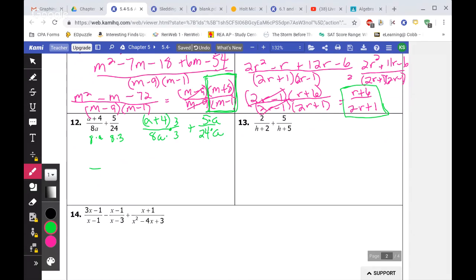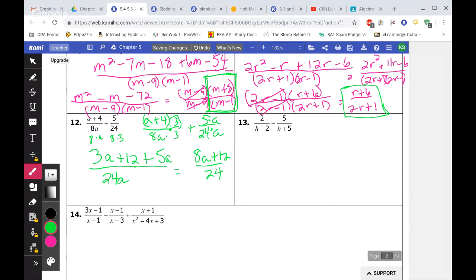So now we have a common denominator of 24a. And then we'll just, did that make sense to you? Yeah. Okay, good. And now we're going to distribute that 3 to everything in the parentheses. That's going to be 3a plus 12 plus, and then this is 5a. And now we'll combine like terms. 8a plus 12 over 24.